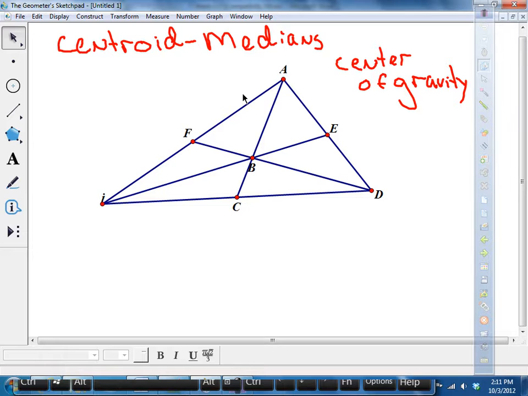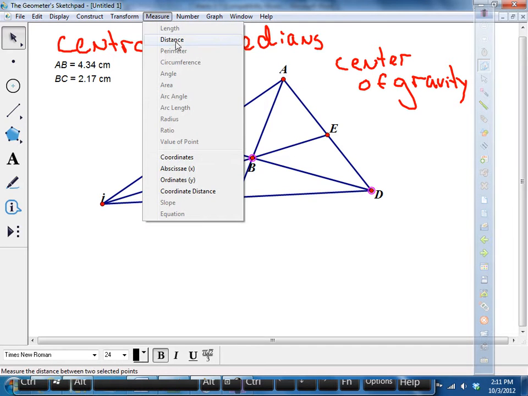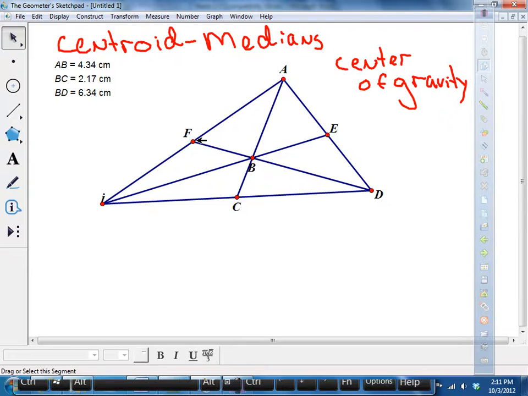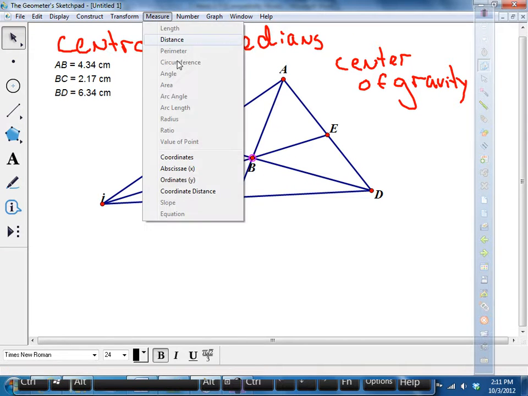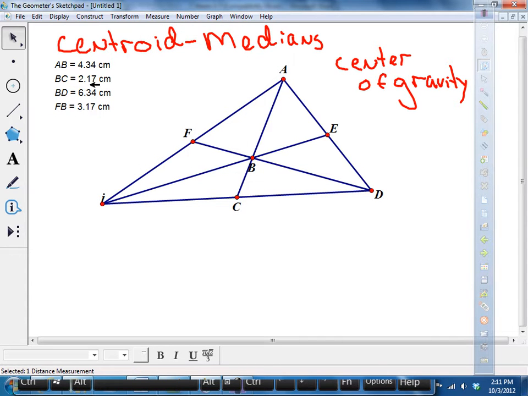It's not highlighted, so I have too many things. So measure distance, okay? I get that's 4.34. Now, I'm going to measure the distance from B to C. Measure distance, okay? Do you see a relationship? Oh, it adds up. Let's do another one. Okay, let's measure the distance from B to D. Measure distance. Okay? Now do you see a relationship?